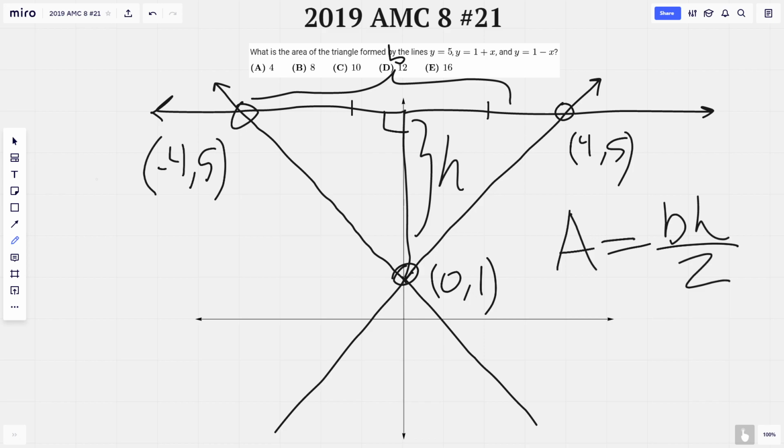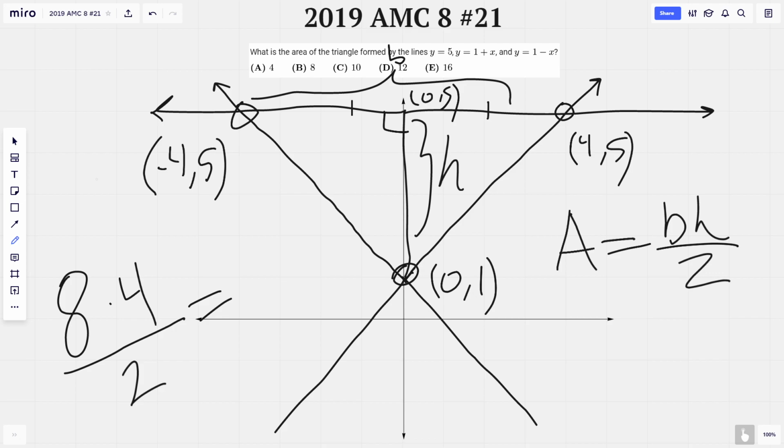So to find the value of b, we get b is 8 because -4 to 4, it's on a flat line, so we can easily measure that distance, times the height, which is 4, because the midpoint of -4, 5 and 4, 5 is simply 0, 5. Distance between 0, 5 and 0, 1 is 4 because they're on a flat line again. And 8 times 4 divided by 2 is our area. So 32 divided by 2 is simply 16. And that's the answer to this problem, E, 16.